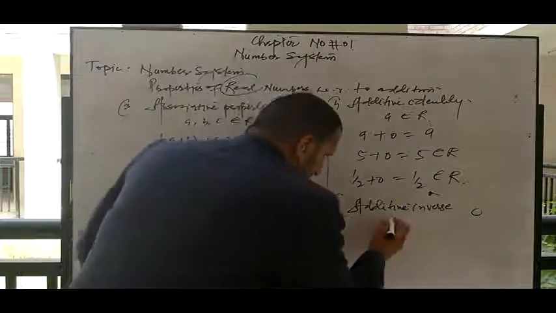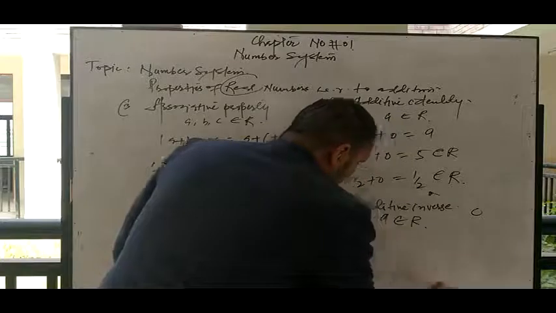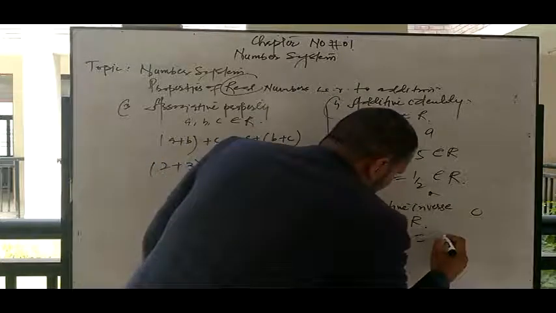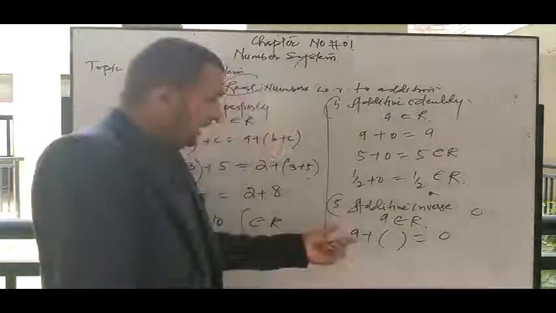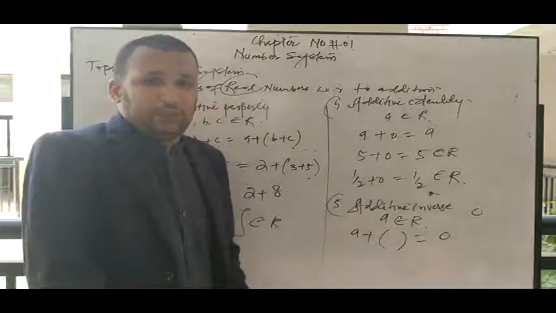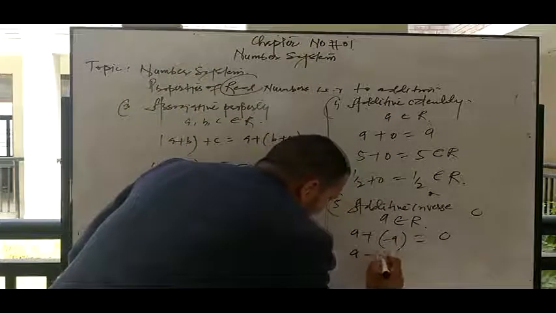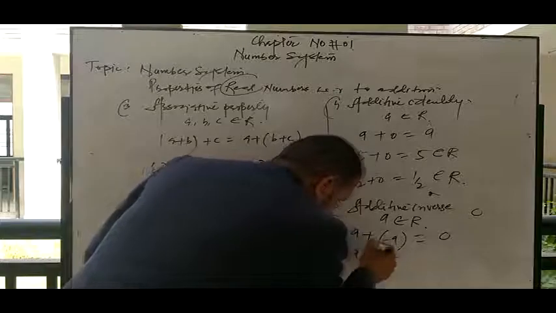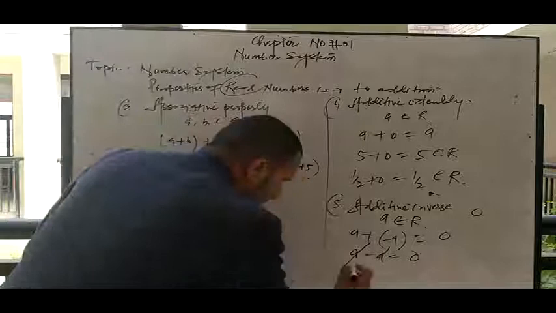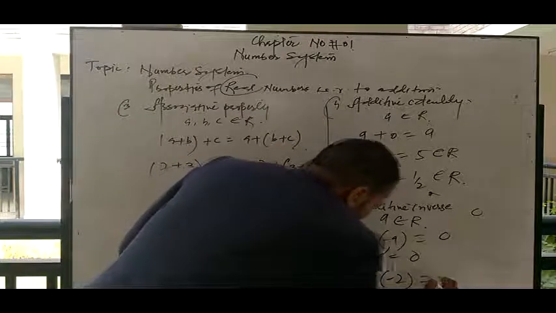Let us satisfy the property with one value. a belongs to the real numbers. a plus minus a is equal to 0. It means we add any value with a, but the answer is equal to 0. Let a plus minus a is equal to 0. Let's suppose we satisfy the values: 2 plus minus 2 is equal to 0.